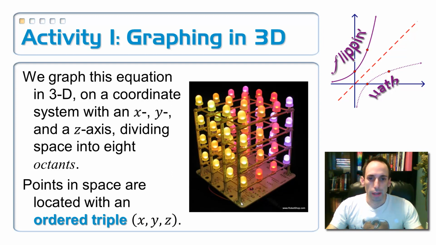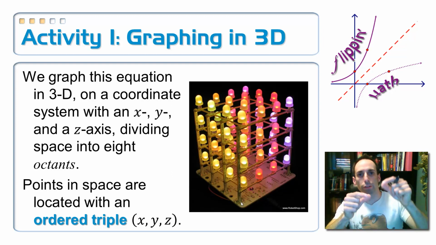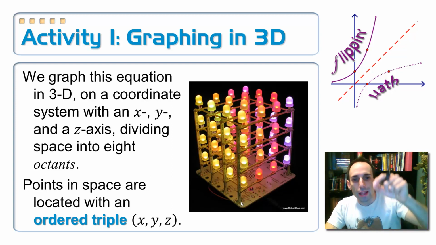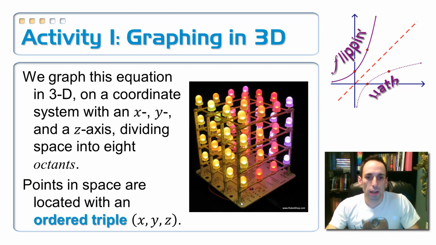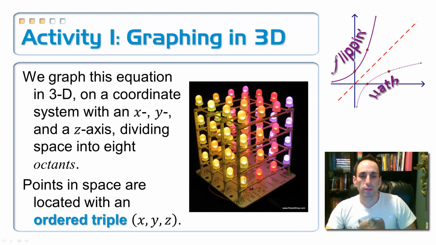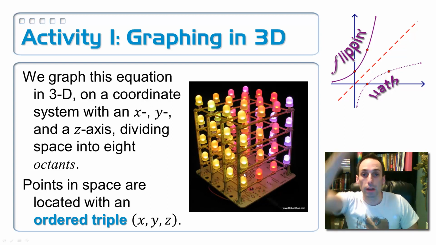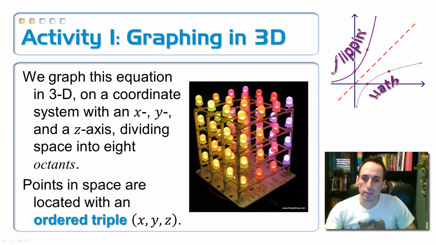Now, here's a little picture I found on the internet that shows a 3D grid, and this 3D grid is made out of little LEDs. So each one of those LED lights would indicate a point in space, so you could light up, say, the point 3, 4, 2, something like that, where you would have an x-axis and a y-axis, and then coming out at you or coming up off of the floor being a z-axis.